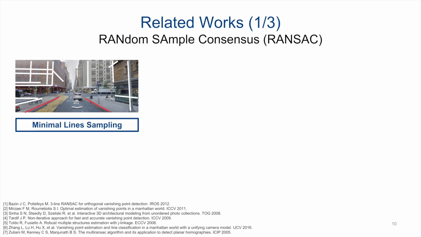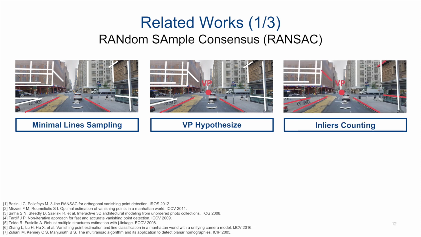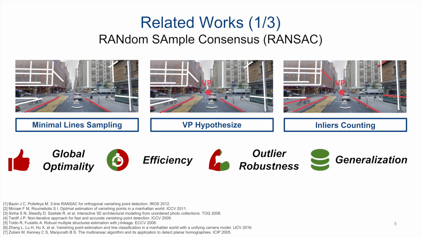One popular category of existing methods follows the random sample consensus paradigm. These methods iteratively sample minimal sets of lines, hypothesize a VP, and count inlier support. This process will be performed multiple times. After that, RANSAC will select the vanishing point hypothesis with the most inliers. While RANSAC is efficient under low outlier ratios, its runtime significantly grows as outliers increase. Most importantly, RANSAC is non-deterministic, meaning there is no guarantee it will find the globally optimal solution.